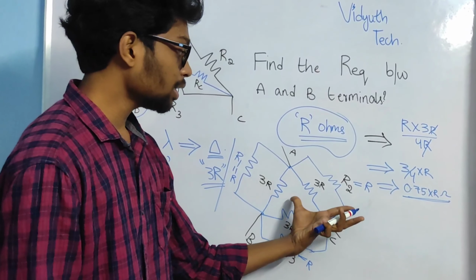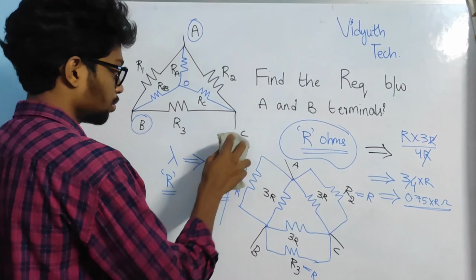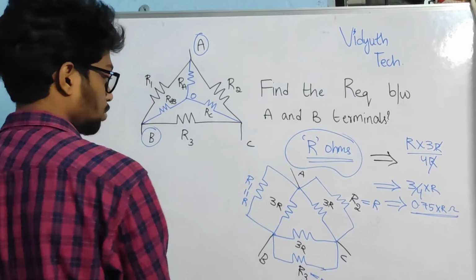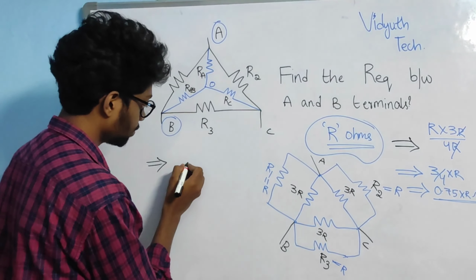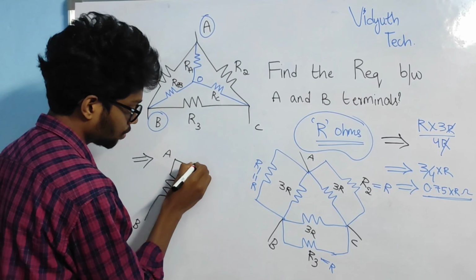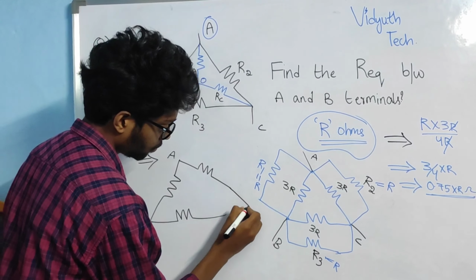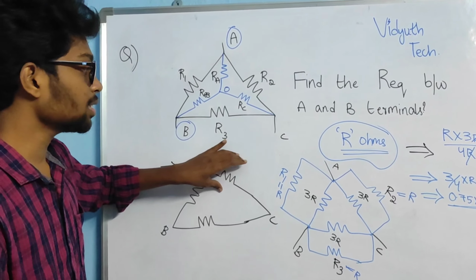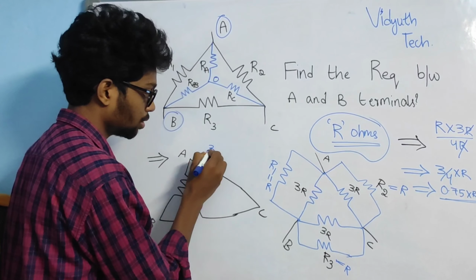I am drawing the equivalent circuit, friends. Terminal A, this is terminal B, and this is terminal C. Each resistance here has a value of 0.75 times R or 3 by 4 times of R. I am indicating it over here.